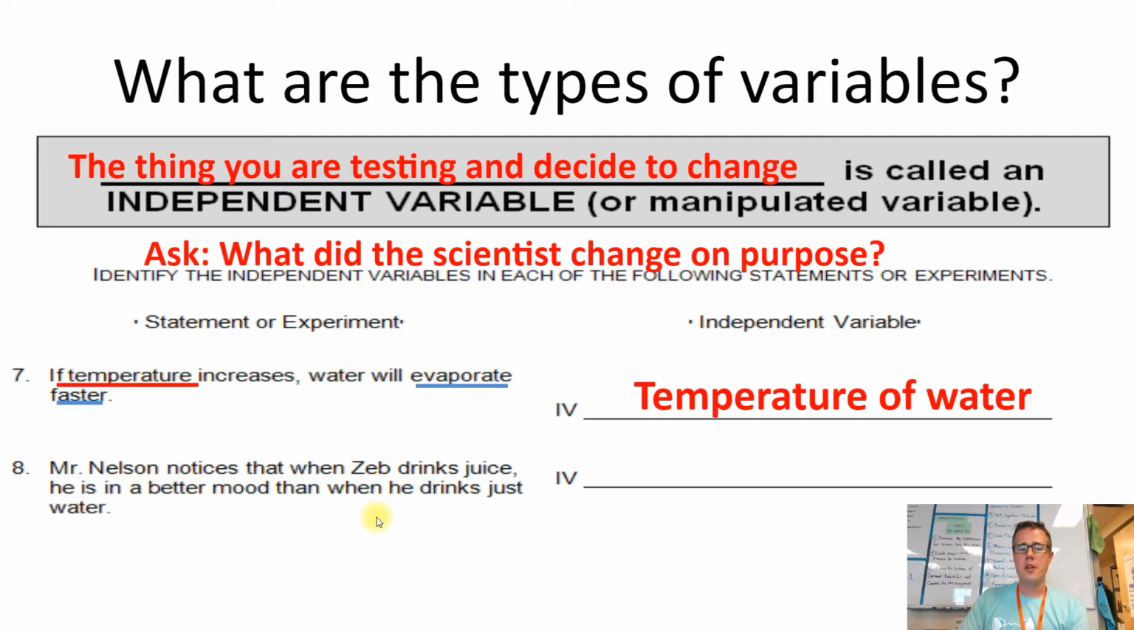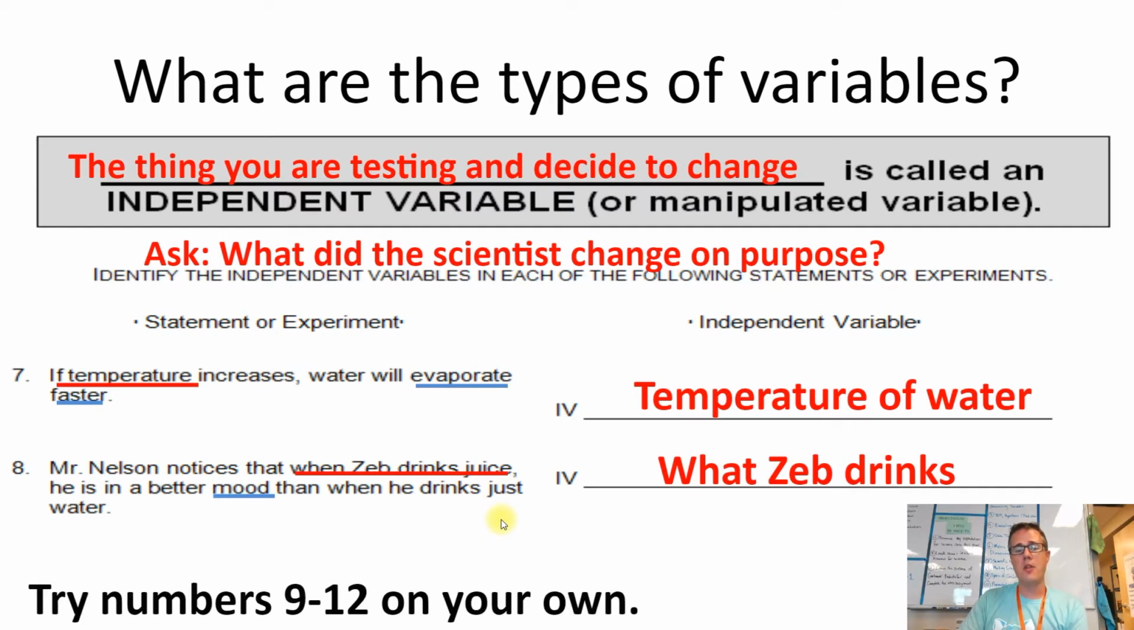The next one, Mr. Nelson notices that when Zeb drinks juice, he's in a better mood than when he drinks just water. The two things that are changing here are when Zeb drinks juice and his mood. I can't really control Zeb's mood, but I can control when he drinks juice, or what Zeb drinks. That's our independent variable.